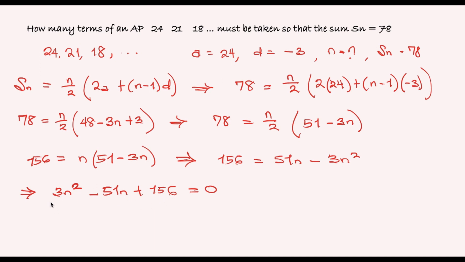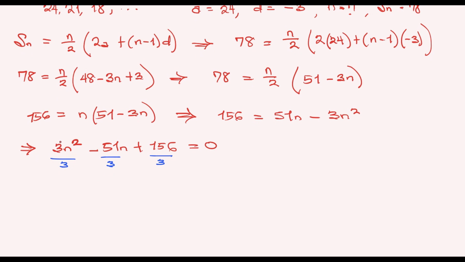So now if we divide through this equation by 3 to simplify the equation and deal with simpler numbers, we would have that 3 cancels out 3 here, and we have n squared minus 51 divided by 3 would give us 17. So we have 17n here, and 156 divided by 3 would give us 52. So this is our new quadratic equation, and then we can solve.